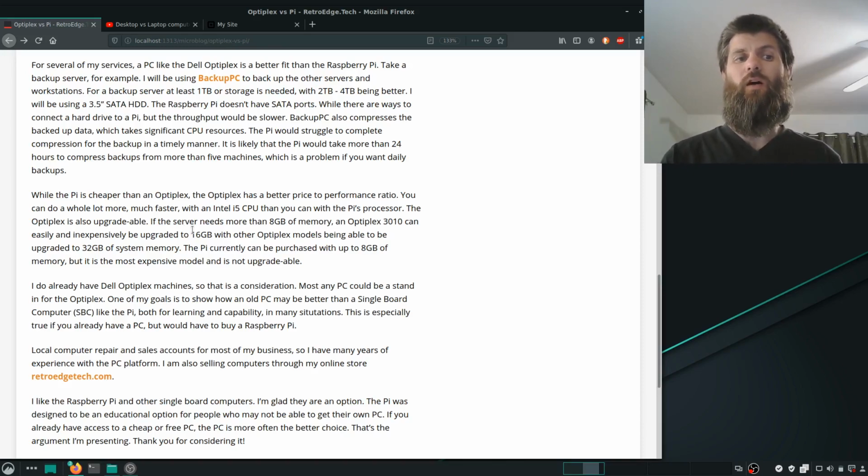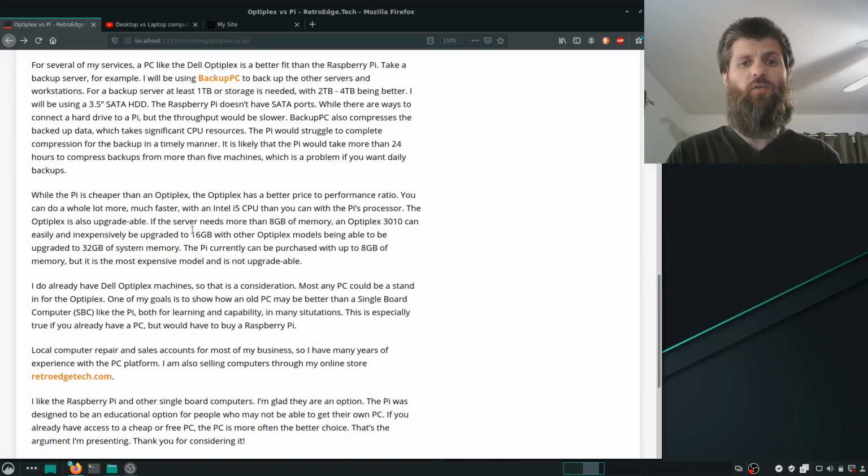The Pi would struggle to complete that compression for the backup in a timely manner, and it's even likely that the Pi would take more than 24 hours to compress backups for more than 5 machines, which is a serious problem if you want daily backups. If the compression operation is going to take longer than the time period that you want between backup snapshots, then that's a problem.